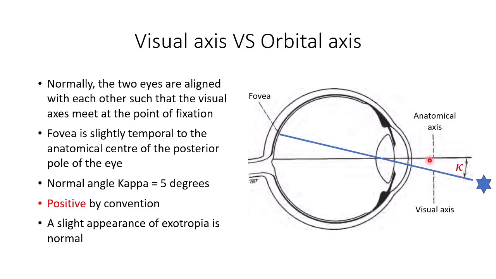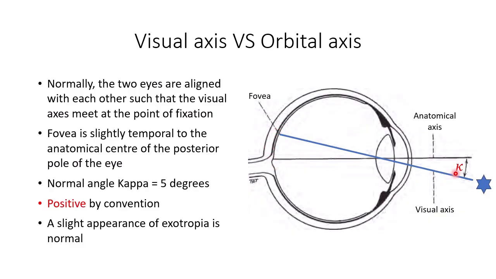Now, normally, the orbital or the anatomical or the geometrical axis of the eyeball is not in line with the visual axis because the fovea is located temporal to its geometric center. This is the reason when a patient is looking in the primary position and we shine a torchlight, the corneal reflex appears to be nasally decentered. Why? Because the fovea is temporal to the geometric center.